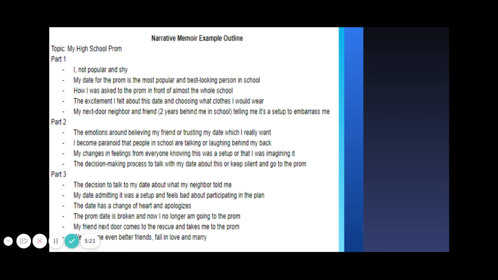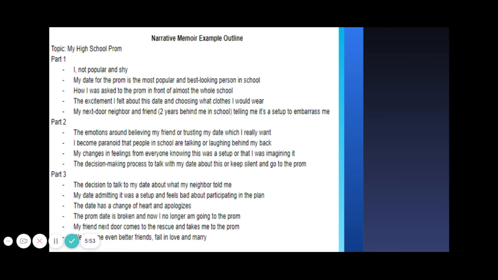So then I get to part 3, and this is the end of my story. This is where my problem or my conflict is solved. I make my decision that I'm going to talk to my date. He admits that it was a setup and he apologizes, and I no longer have a date to the prom. I share this with my friend next door, and he says that he'll take me to the prom. And we become even better friends, and after years of being together, we fall in love and we get married. And that is my narrative memoir example.